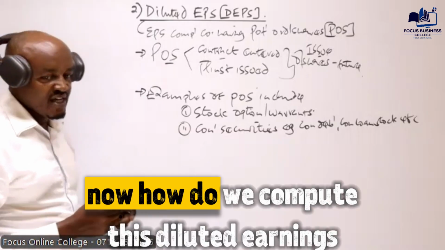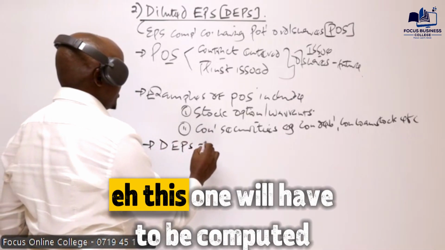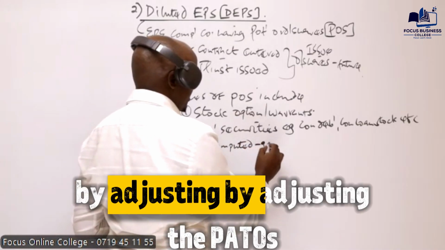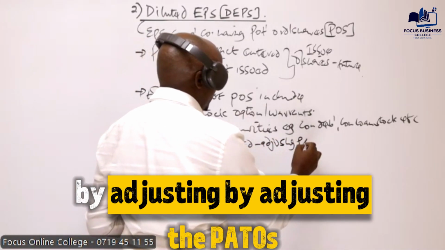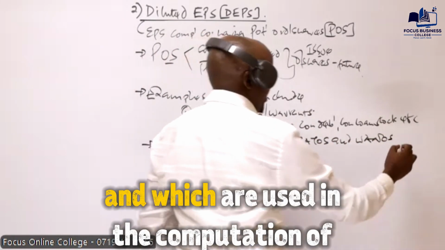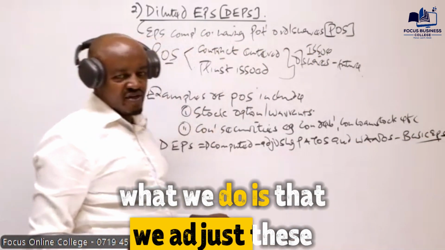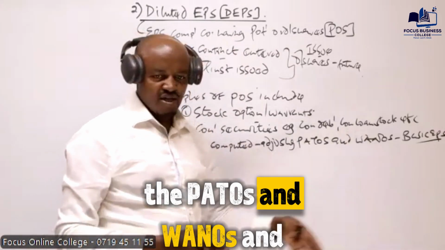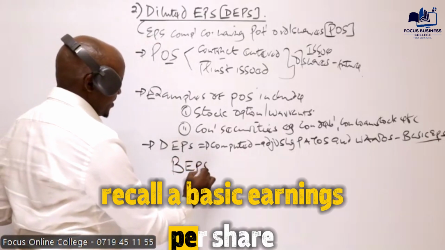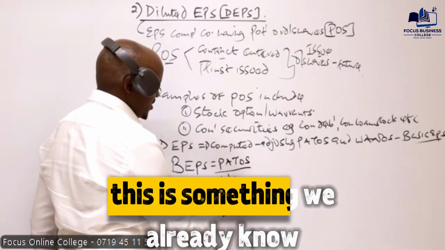Now, how do we compute this diluted earnings per share? The diluted earnings per share, basically the DEPS, will have to be computed by adjusting the PATOS and one-offs, which are used in the computation of the basic earnings per share. Recall basic earnings per share: this one is computed by taking the PATOS divided by one-offs. This is something we already know.